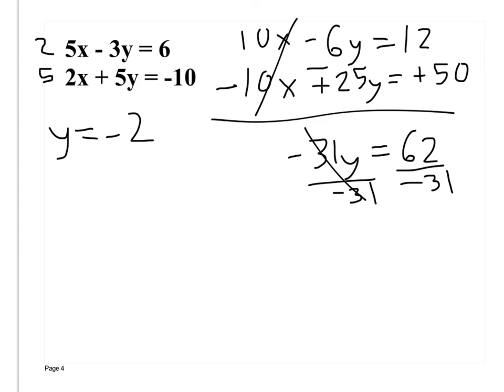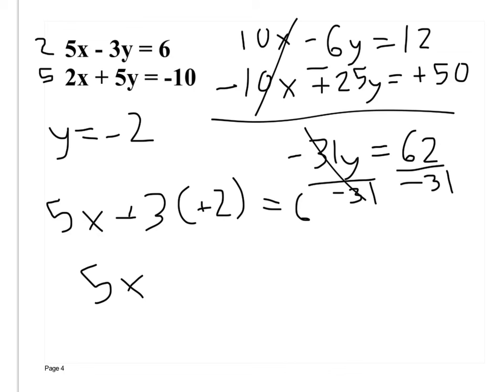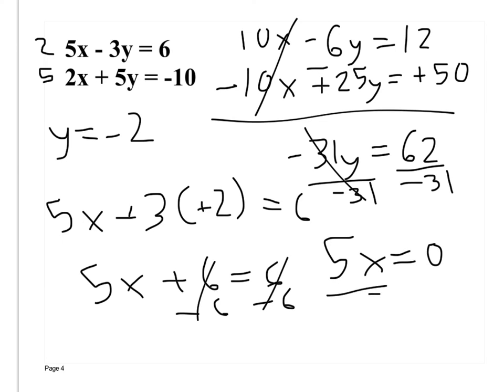Then I just plug that into an original equation. Doesn't matter which. I'm going to choose the top one. So 5x minus 3 times negative 2 equals 6. 3 times 2 is 6. So 5x plus 6 is equal to 6. Cancel that out. 5x equals 0. So when I divide by 5, x must be 0.